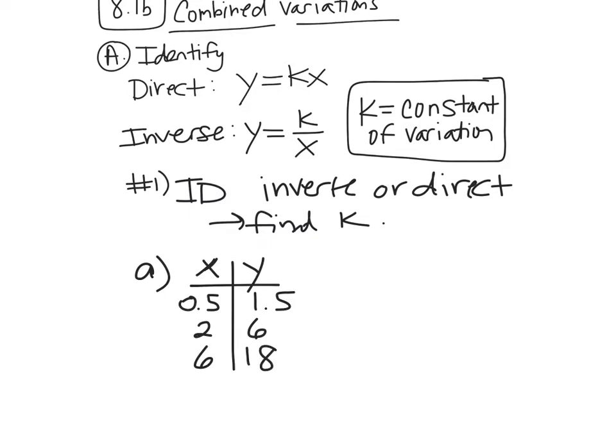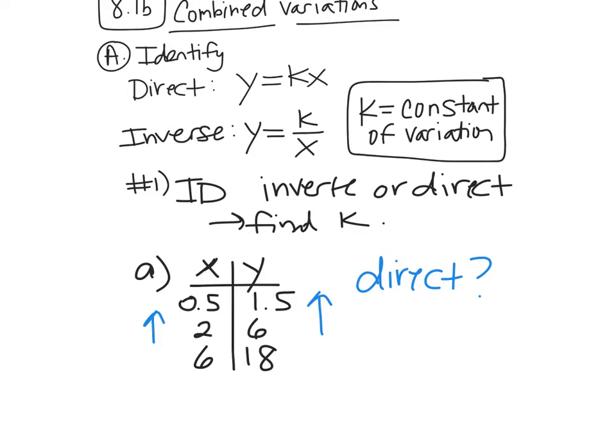Some of you guys might be pretty good at recognizing this right away. Yeah, you multiply by 3. Okay. How do you get from x to y? You multiply by 3. Exactly. So let's look at this. All the x's are going up: 0.5, 2, 6. All of the y's are also going up. So they're going in the same direction. If you're going in the same direction, then it's probably going to be direct. We're not sure yet.